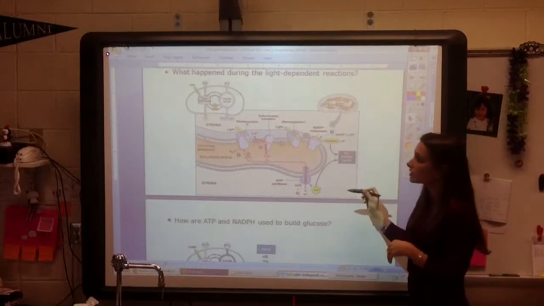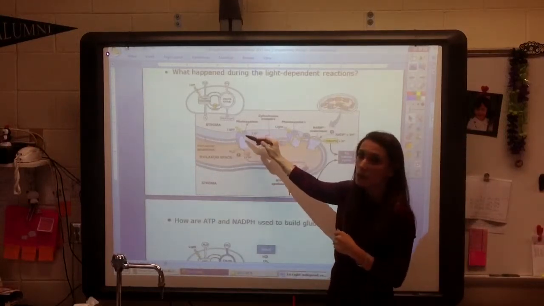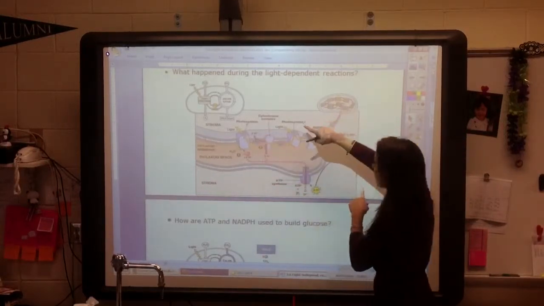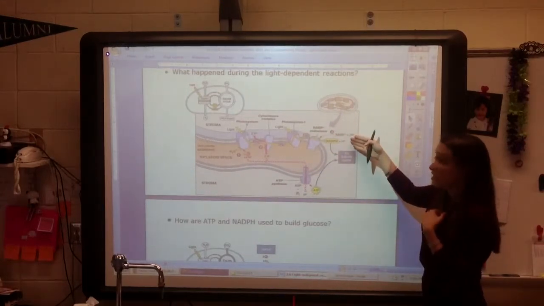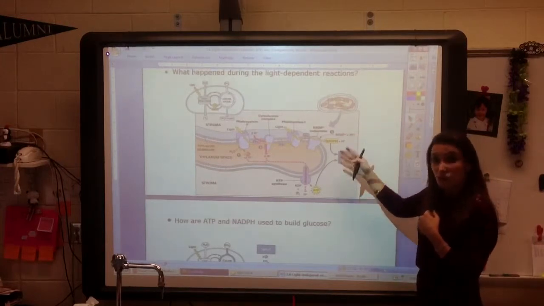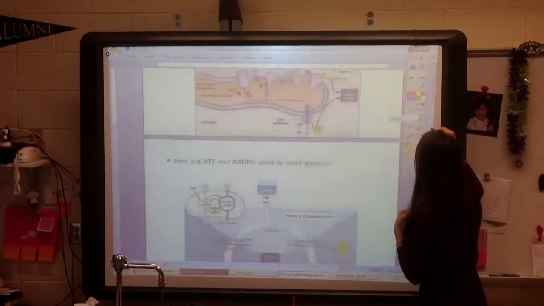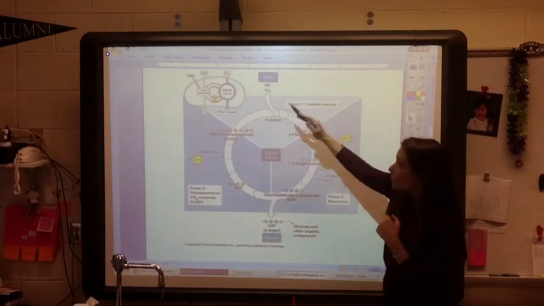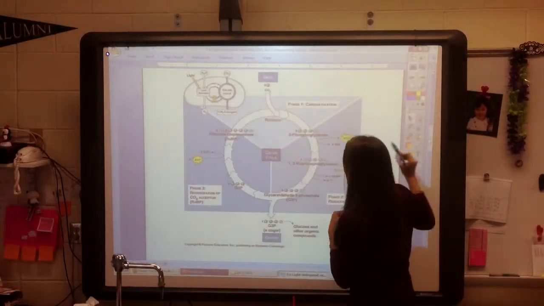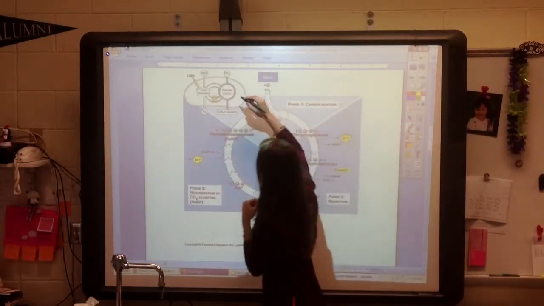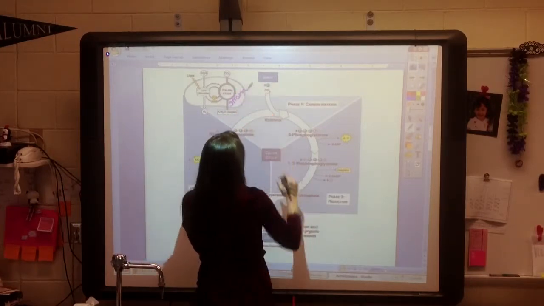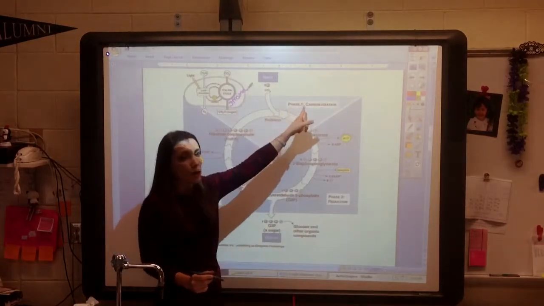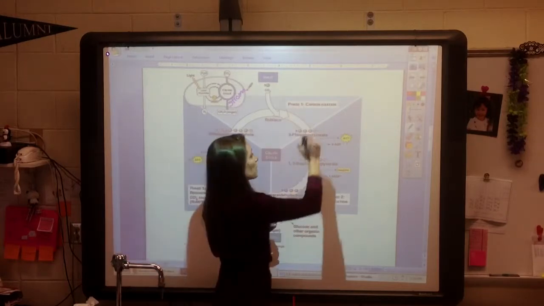So photosynthesis, remember, starts with the breaking of water using light. And these light-dependent reactions result in NADPH, an electron carrier, and ATP. These are energy sources. Inside of the chloroplast, but in the stroma, we're now going to do what's called carbon fixation.